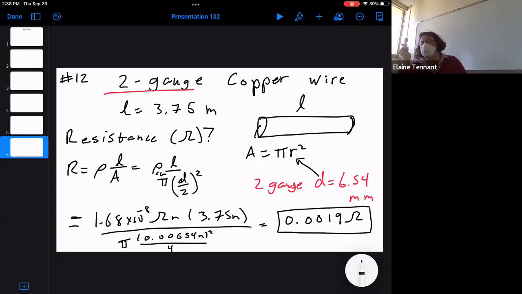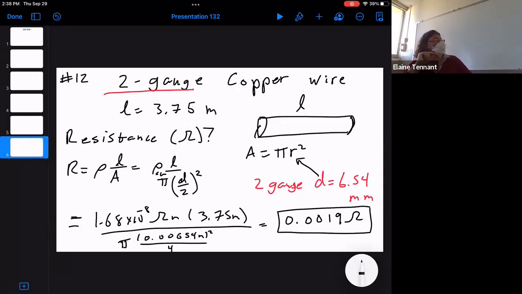This is a small resistance. Is that reasonable? What do you think? Because I have nearly 4 meters of this stuff. Would 0.002 ohms seem like a reasonable resistance? It should be, because it's copper. Copper should have low resistances, right? That's what we use for wires in all of our walls, copper. So it's very reasonable that our resistance is low.